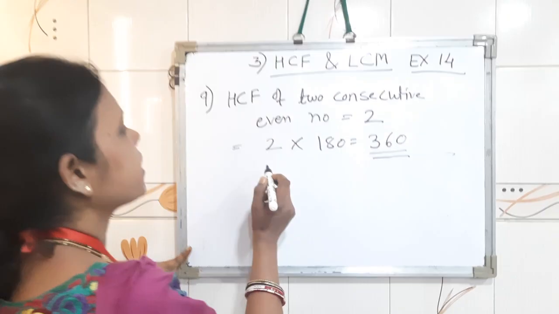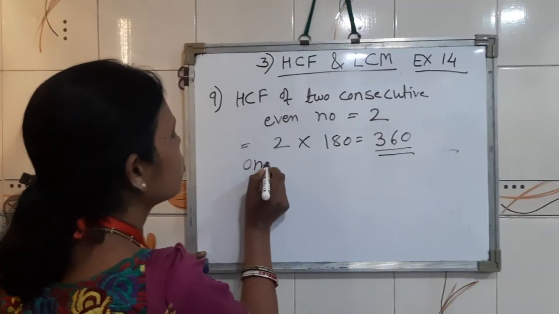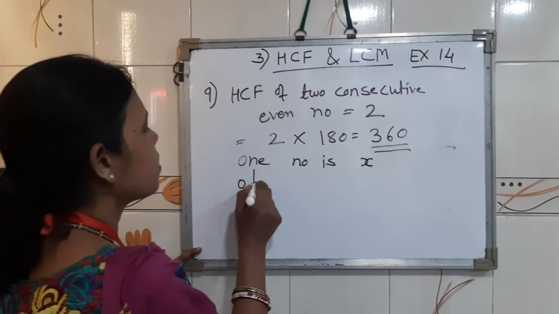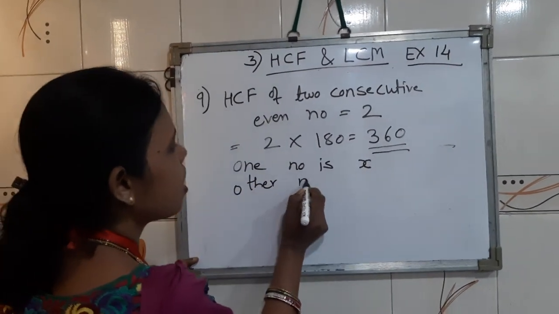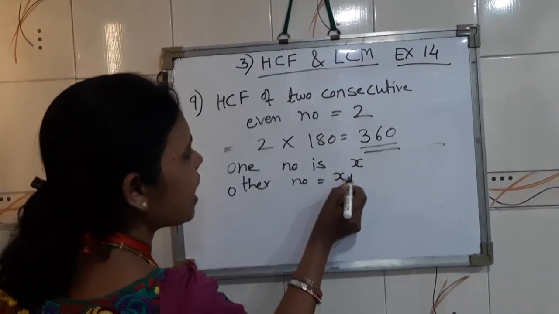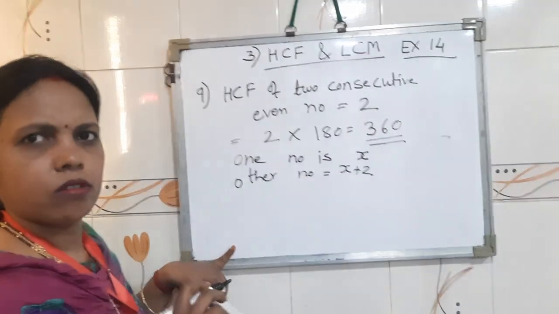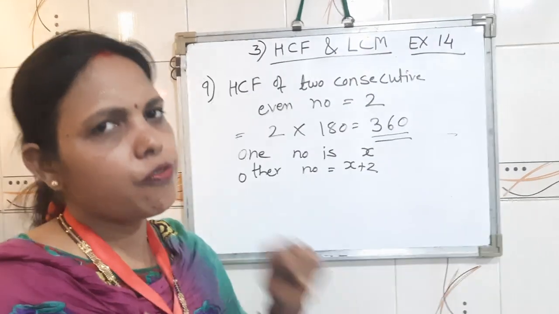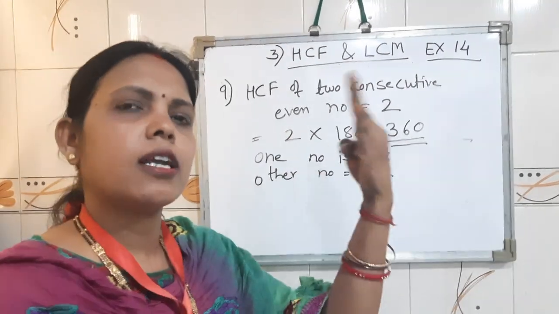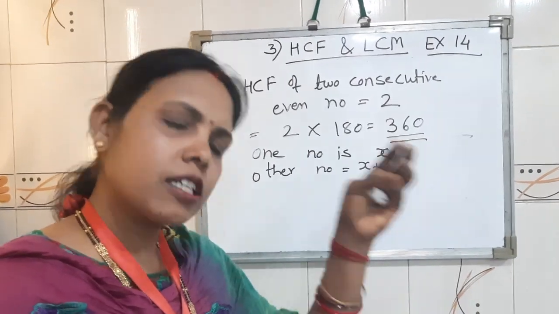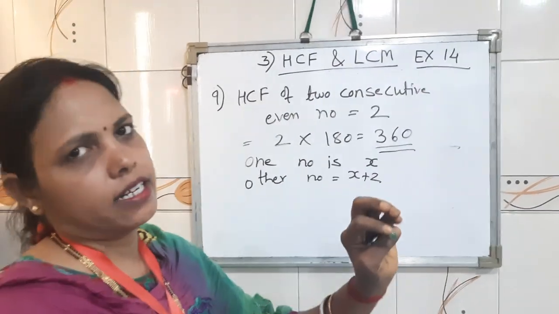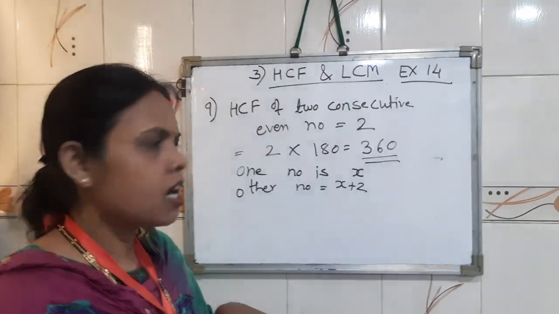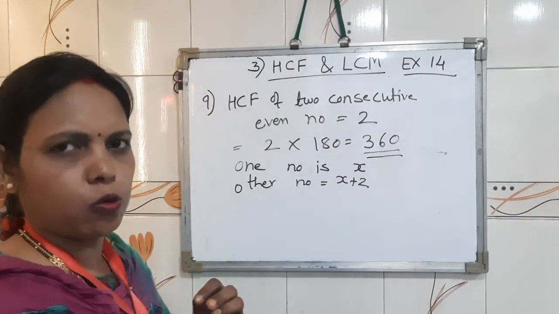That's why we will take one number as x, and the other number equal to x plus 2. Just as I gave an example, if one number is 2, the other number is 4. In the same way, here we assumed one number is x, and the other number is x plus 2.